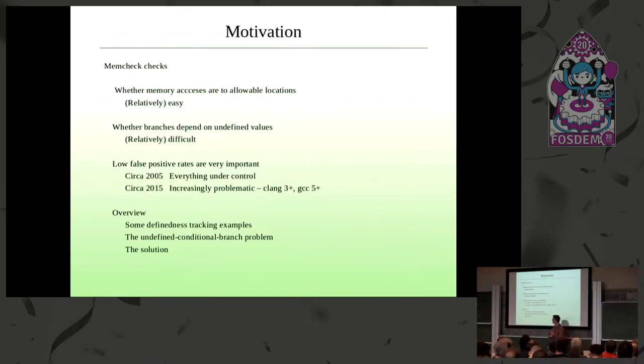So as a summary of the rest of the talk, I'll talk a little bit about some definedness tracking examples. And like I say, I apologize for repeating myself from the talk 2 years ago. Then I'll talk about the core problem today, which is that compilers actually generate branches on undefined values in some circumstances, strange though it sounds. And I'll show you what my solution to this was.